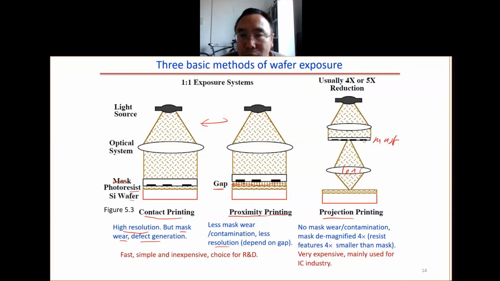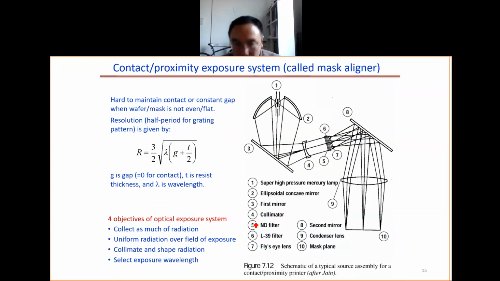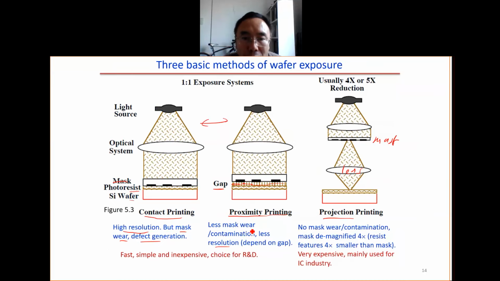This way, the mask will never wear out and there is no contamination, because the mask is on the other side of the lens from the wafer. And we can also do the 4-time reduction. 4-time means the feature size here on the wafer can be 4 times smaller than the feature size on the mask. This makes the mask manufacturing easier. When we have the lens, we can do this 4-time smaller feature size.